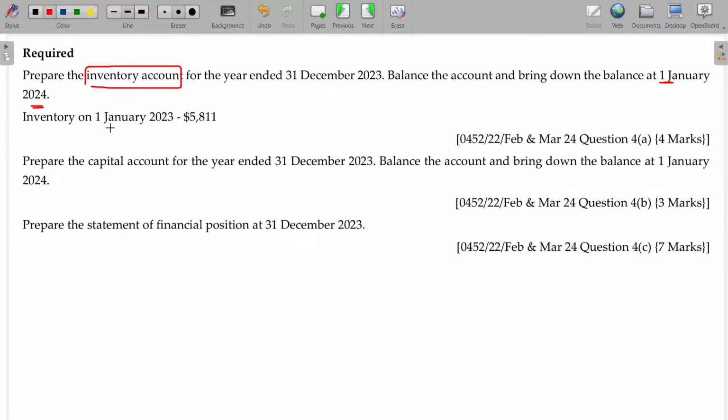So here the inventory you have to calculate being this one. So we have been given inventory in the beginning being 5,811. Year beginning inventory is already available there.